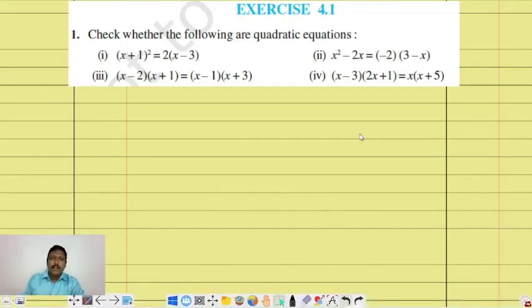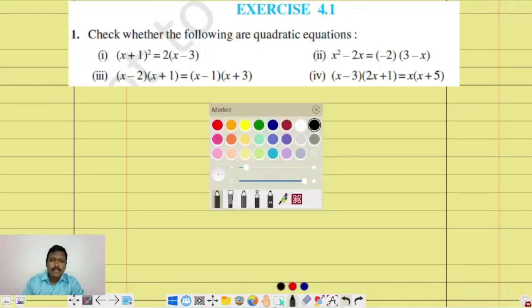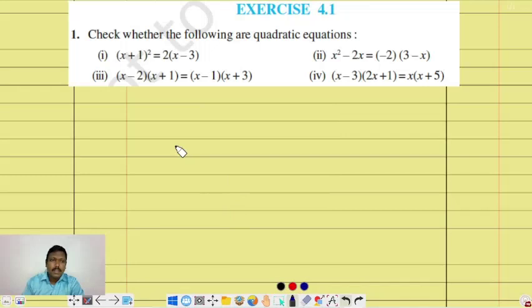See question number 4. Now let us do question number 4. What is the fourth question? (x minus 3) into (2x plus 1) equal to x into (x plus 5). Here also, binomial by binomial we can multiply. We can open these brackets.